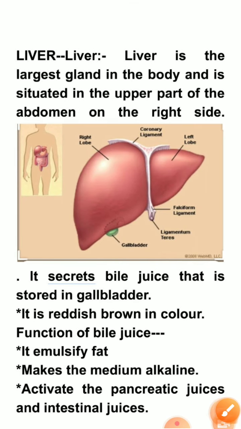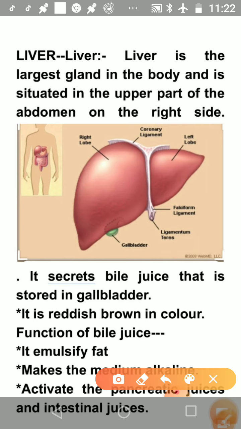So students, here we have the first gland, the liver. The liver is an accessory gland. It is an accessory gland because it is not part of the alimentary canal. It helps from outside by pouring its secretion into the small intestine. The liver is called the largest gland in our body.